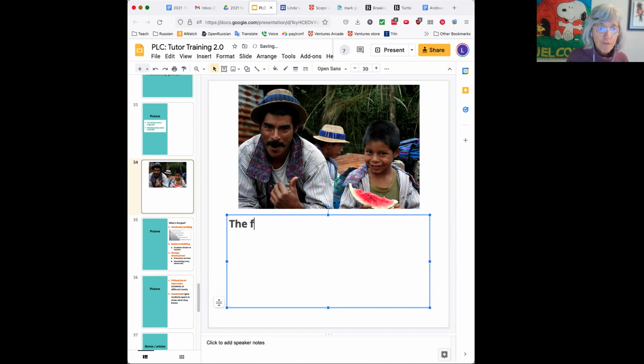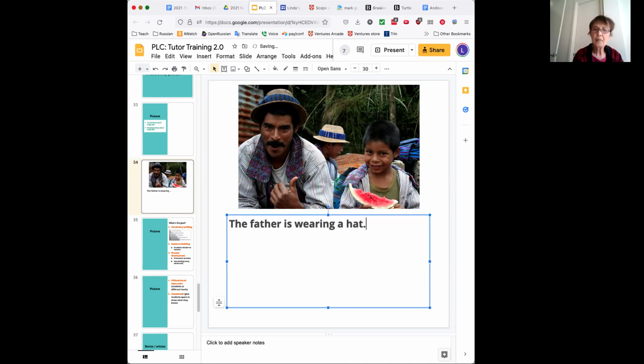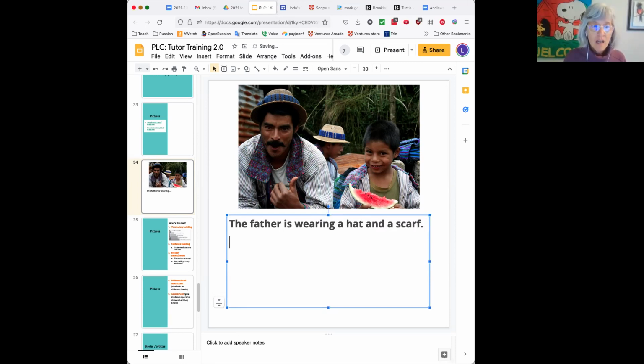The father is wearing, who can tell me? The father is wearing what? A hat. A scarf. And a scarf. Sure. The son is eating what? Watermelon. I do a lot of putting blanks in to help students understand what I'm looking for them to do.